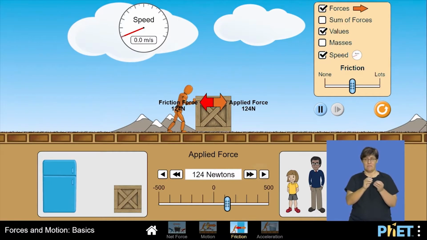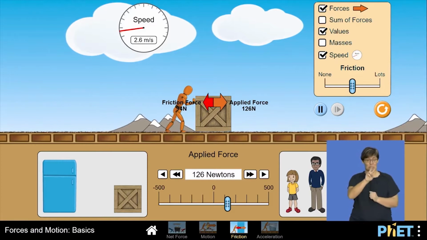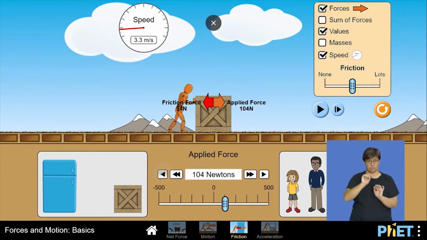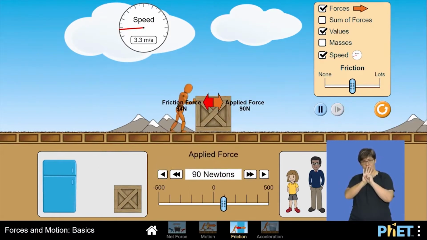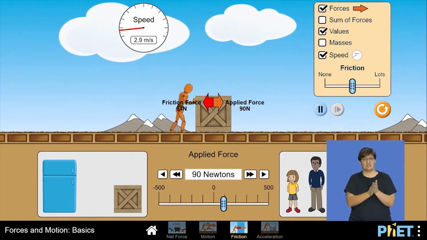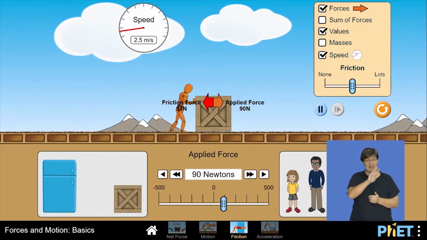And eventually, did you see what just happened? The box started to move. Look at that force. Friction is now 94. So when I got to about 125, that's where it switched. Okay, now going down, I'm going to change this force. Now it's going to slow down because friction is now bigger than the applied force. So he's actually going to slow down. But that 94 didn't change.